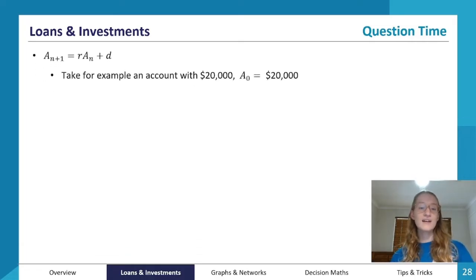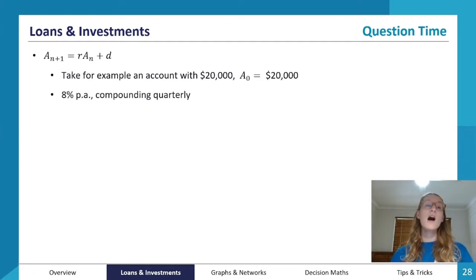So again, let's look at an example of an account with $20,000. But this time, it's not a loan of $20,000. Think of it like $20,000 in a savings account. Here we have an 8% per annum interest rate, and it's compounding quarterly.